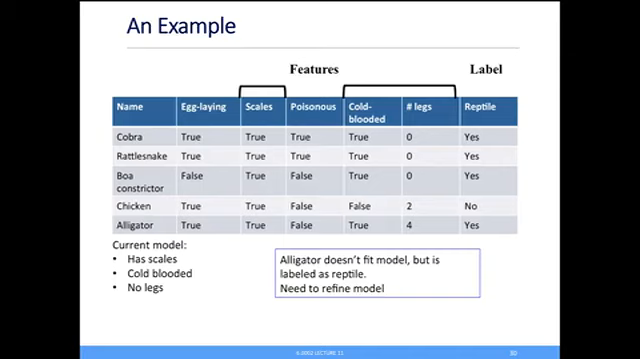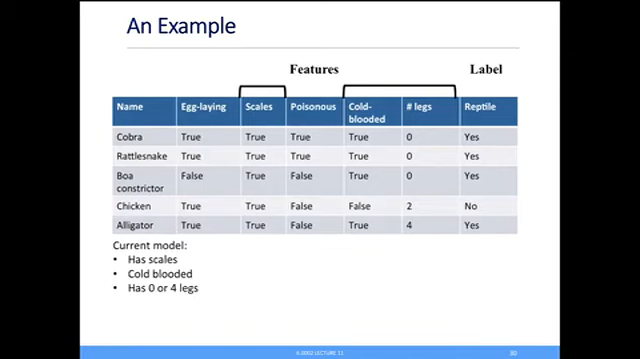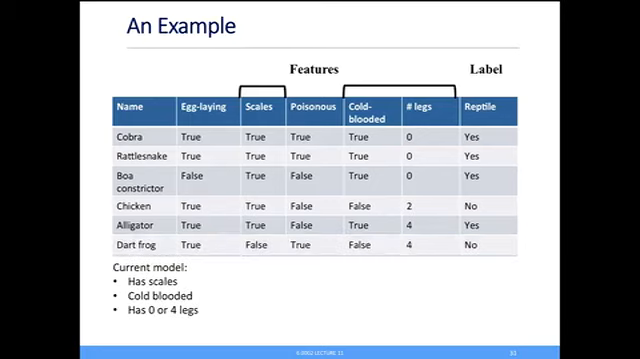Again, I've got to think about how do I refine this. And I could, by saying, all right, let's make it a little more complicated: has scales, cold-blooded, 0 or 4 legs, I'm going to say it's a reptile. I'll give you the dart frog. Not a reptile, it's an amphibian. And that's nice because it still satisfies it. So it's an example outside of the cluster that says no scales, not cold-blooded, but happens to have 4 legs. It's not a reptile. That's good.